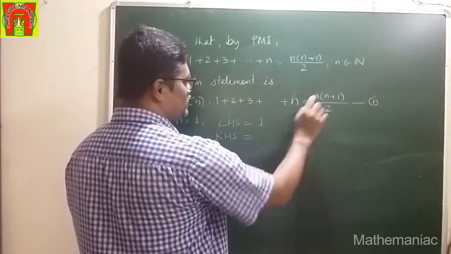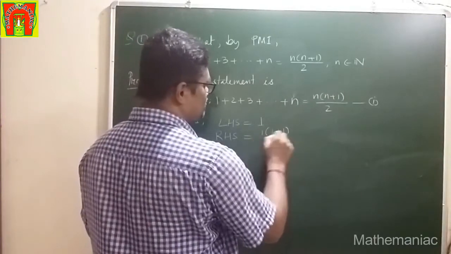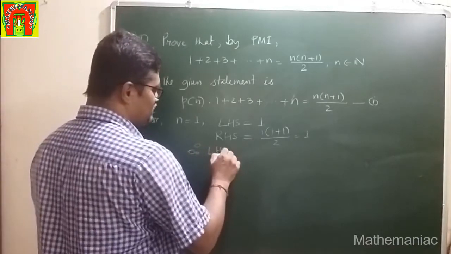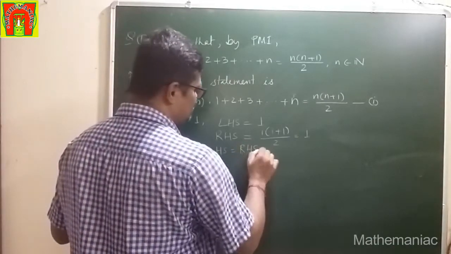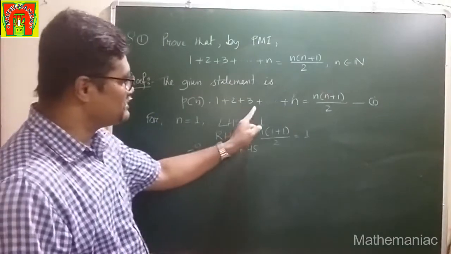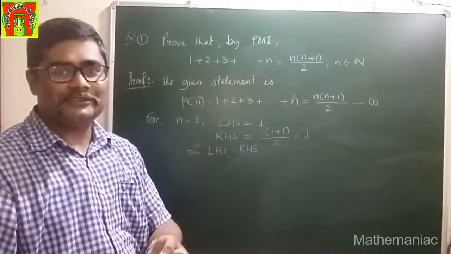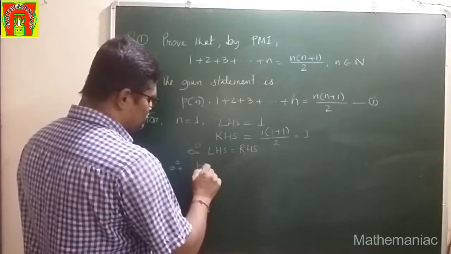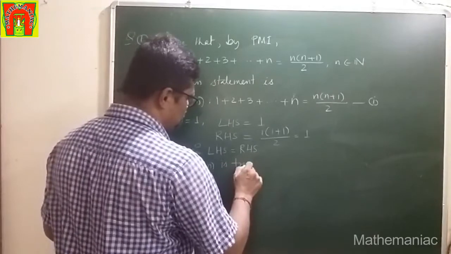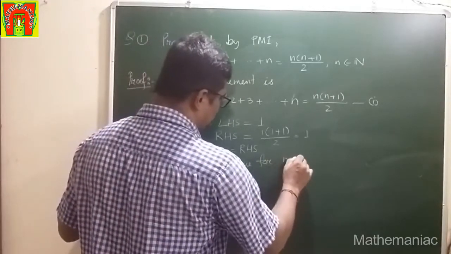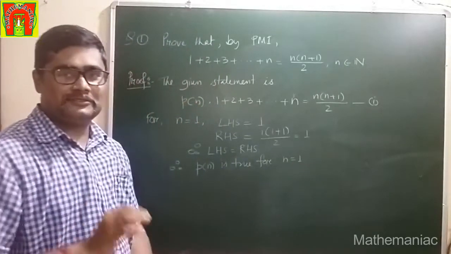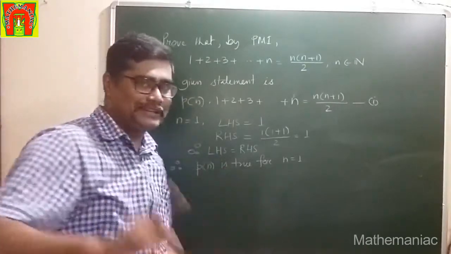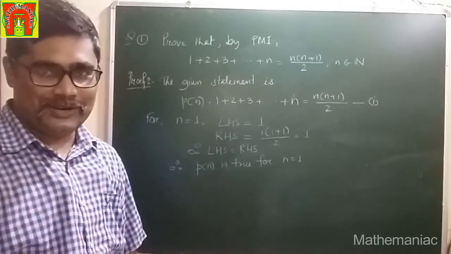RHS, you put n equal to 1 here. So what will you get? This will be giving you 1. Ultimately what you arrive at? LHS equal to RHS. That means this statement is proved, or is true, for n equal to 1. So I can write like this: therefore, Pn is true for n equal to 1. Now see, this is one of the very important steps. It's over. Till here you will be getting 1 mark, if I talk about marks.